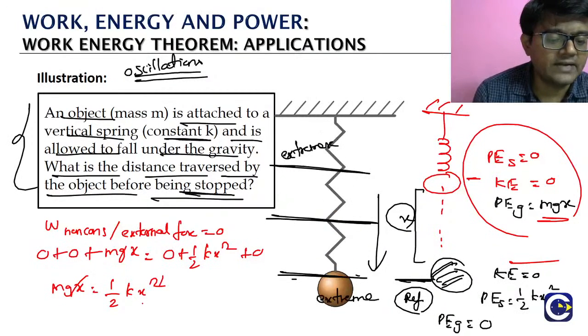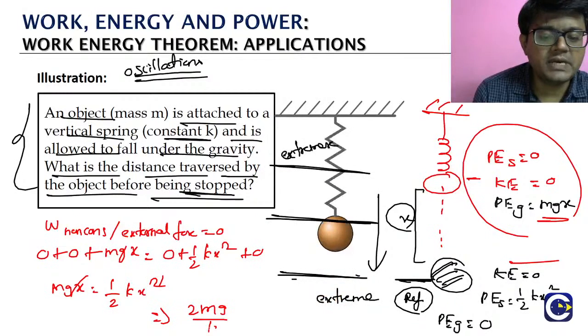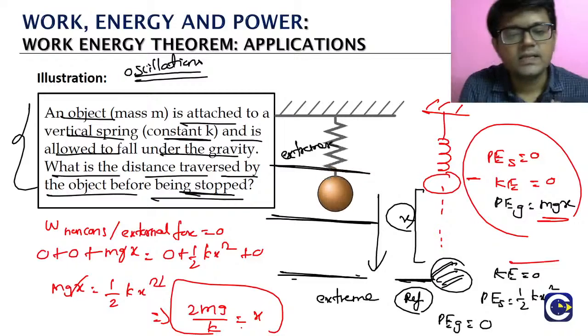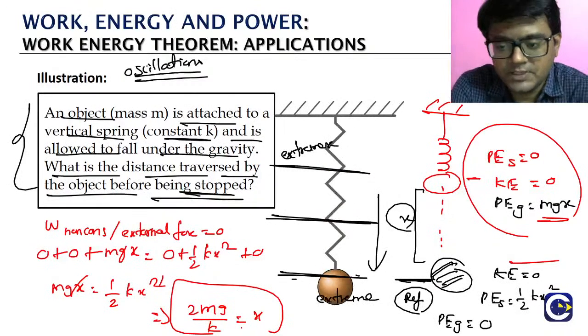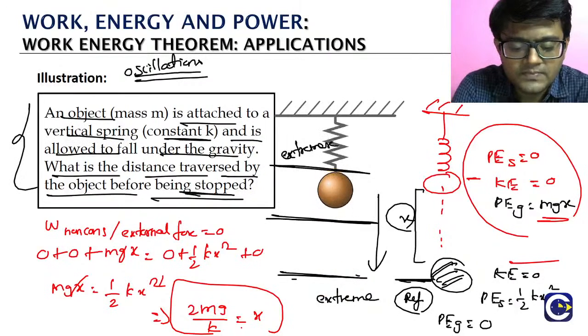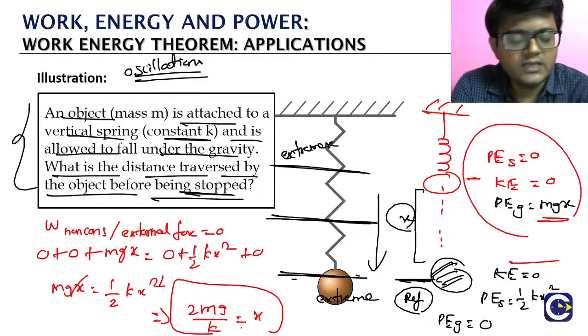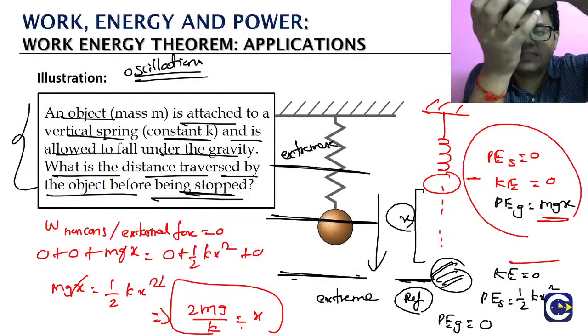One x will cancel here. So what is it? 2mg by k. That is the value of x. So this is the distance traversed by the object before being stopped. Okay? So what have we done here? What is it that we are doing? We are looking at what happens when we release it from the top.